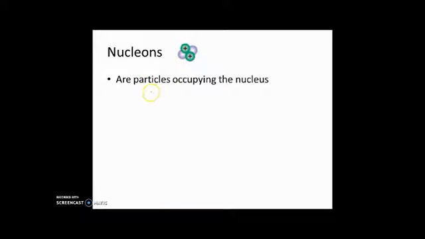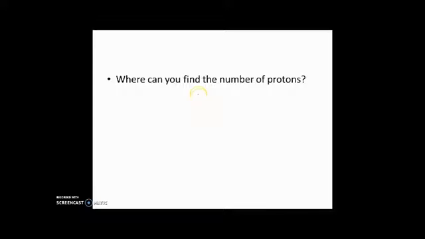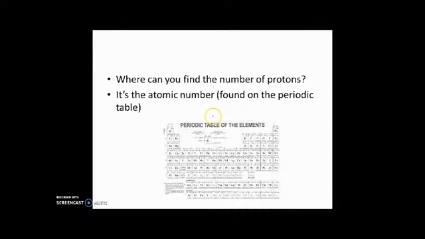So the nucleons, they occupy the nucleus. They consist of positive charged protons and neutral neutrons. They're almost 2,000 times the mass of an electron. Now, if I was going to try to figure out how to draw an atom and how many protons an atom would have, I would have to look at the periodic table.